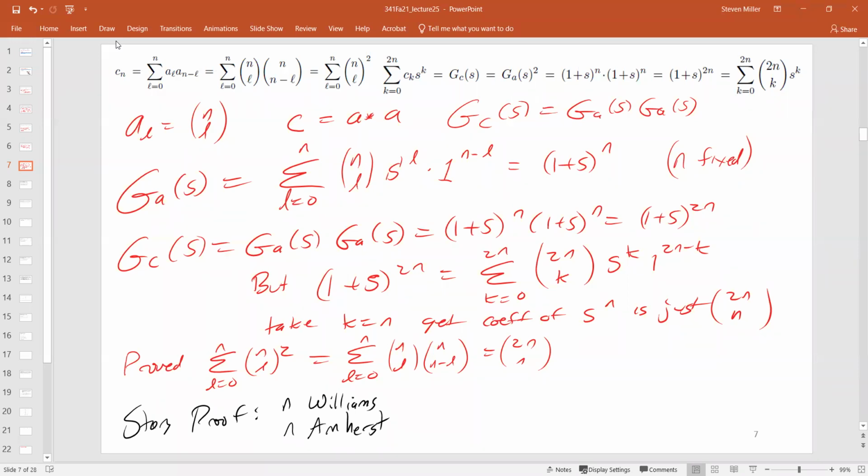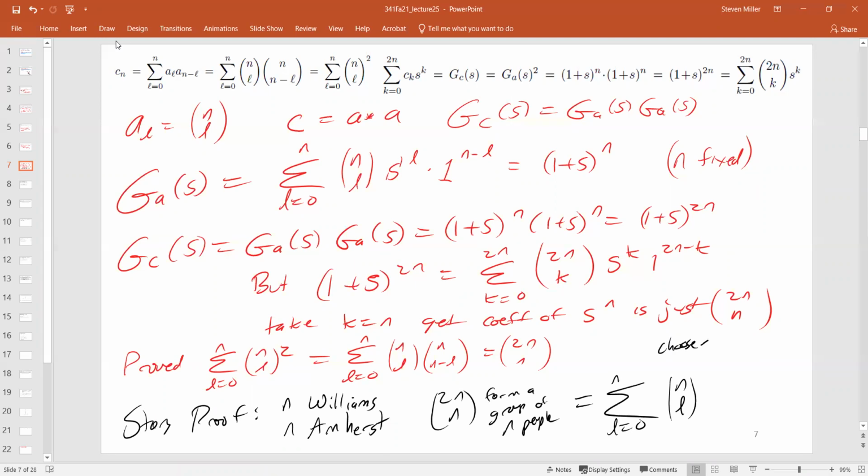And so we could ask, how many ways can we form a group of N people? There are 2N choose N ways to form a group of N people. And it's the same as choosing N from Williams. It's just N. So I choose L from Williams, and then we would have to choose N minus L from Amherst.